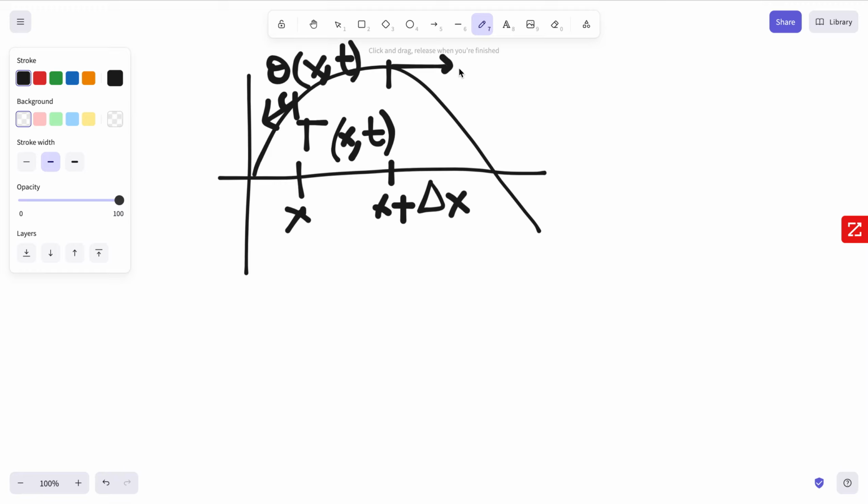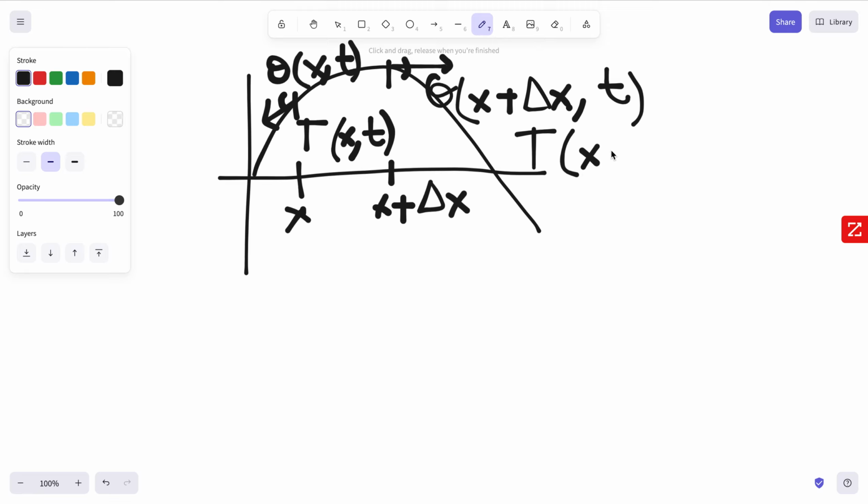And then we have another force here, which is acting at an angle of, call it theta, x plus change in x, comma t. And the force is a tension force, T of x plus change in x, comma t.